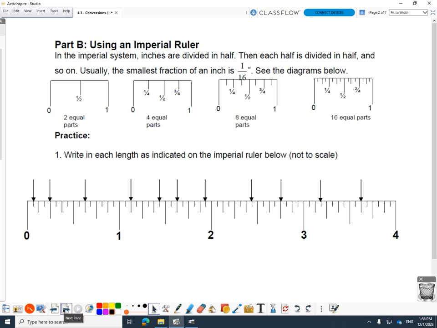See this ruler? 1, 2, 3, 4. Yours looks a lot like that. It might not look identical to this because there's different versions of it. But within this ruler, they've got all the possible fractions. But it's tough to look at when you first see it.